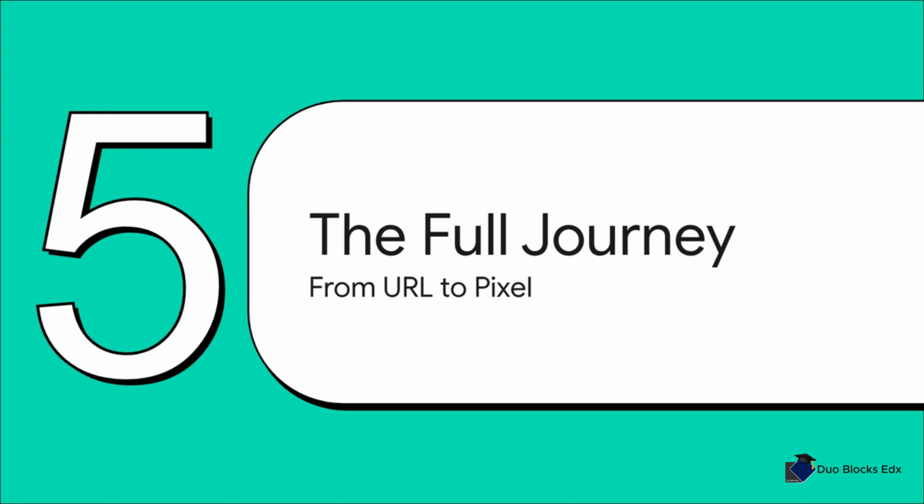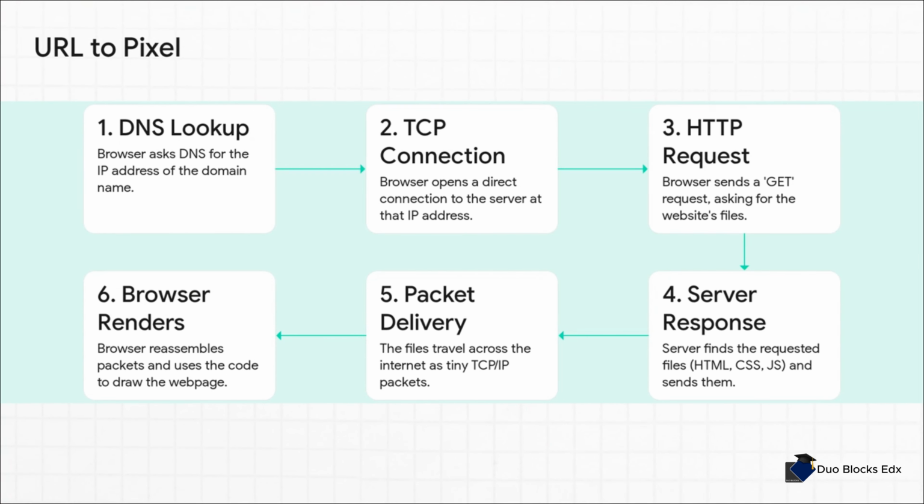So, we've met the key players, and we've learned the rules of the road. Now let's put it all together and trace the entire journey, from the URL you type to the pixels on your screen. And it all happens in a flash. Your browser does that DNS lookup to get the IP. Then it opens a direct TCP connection to the server. It sends an HTTP GET request saying, hey, give me the files for this web page.